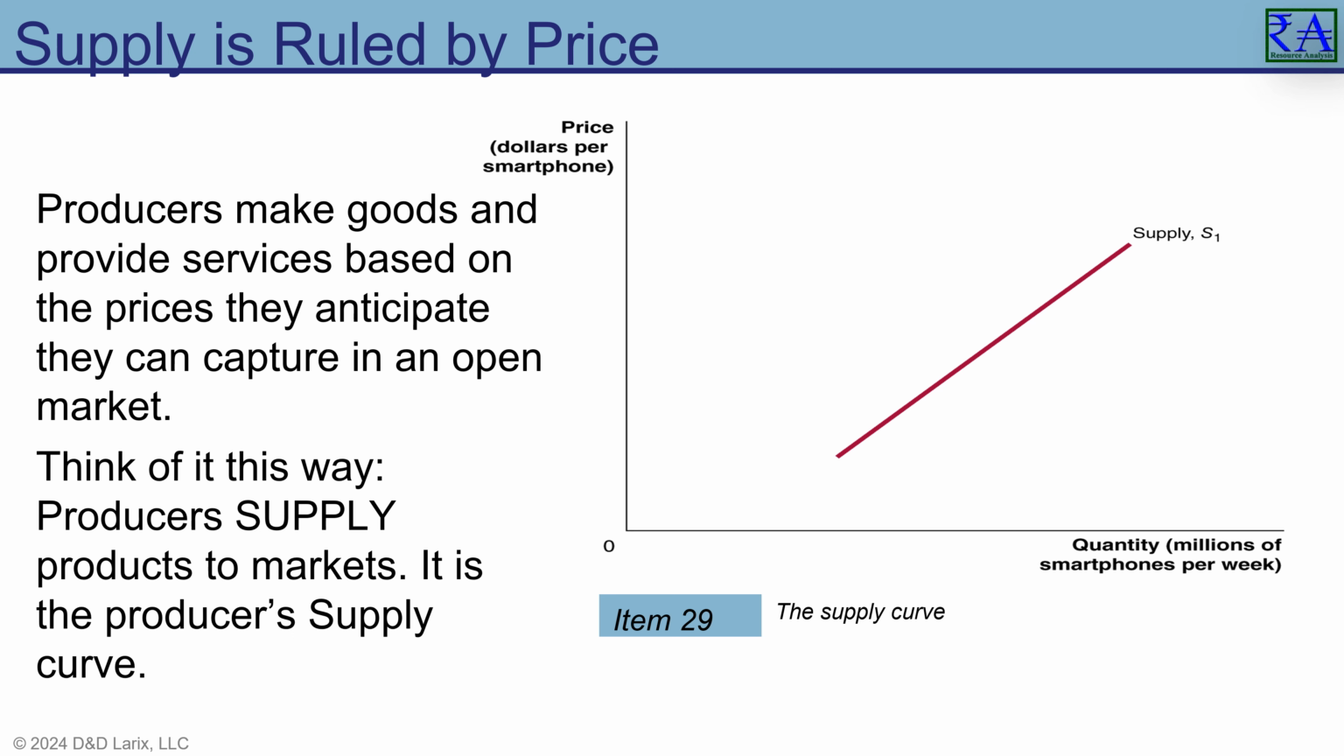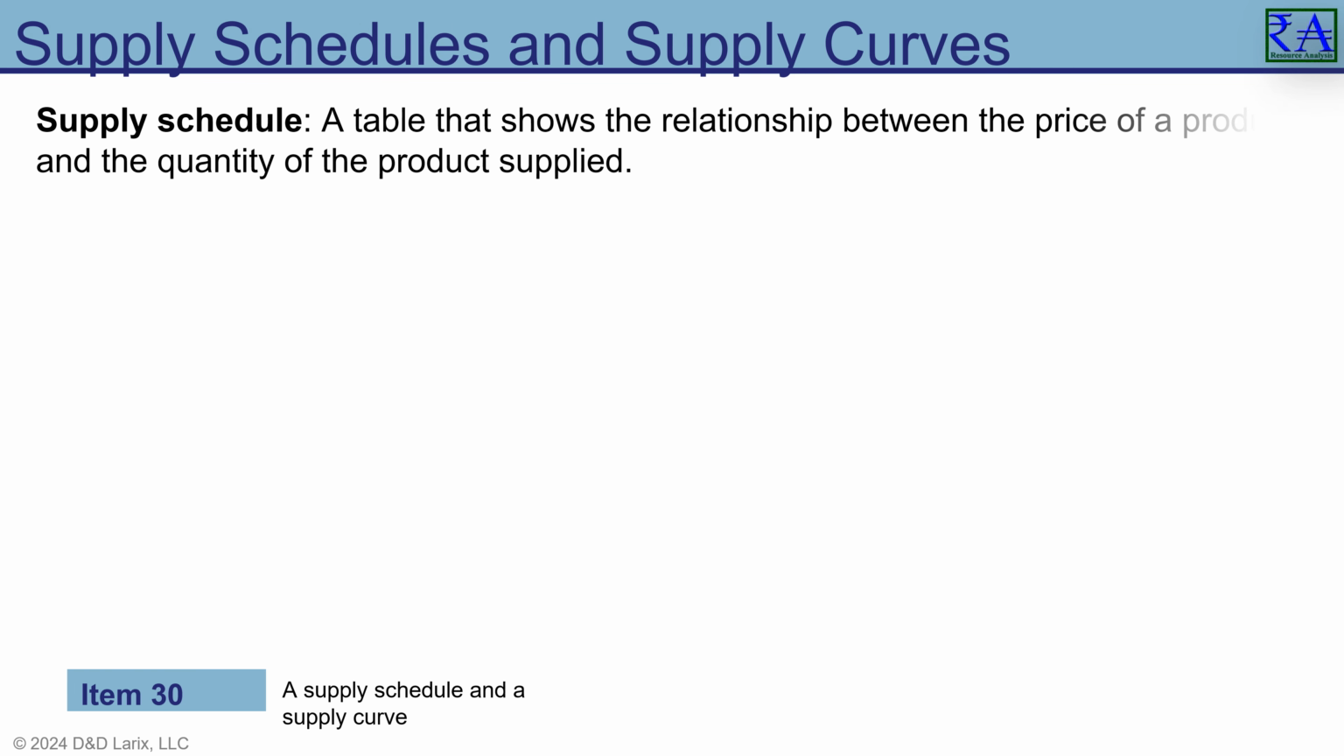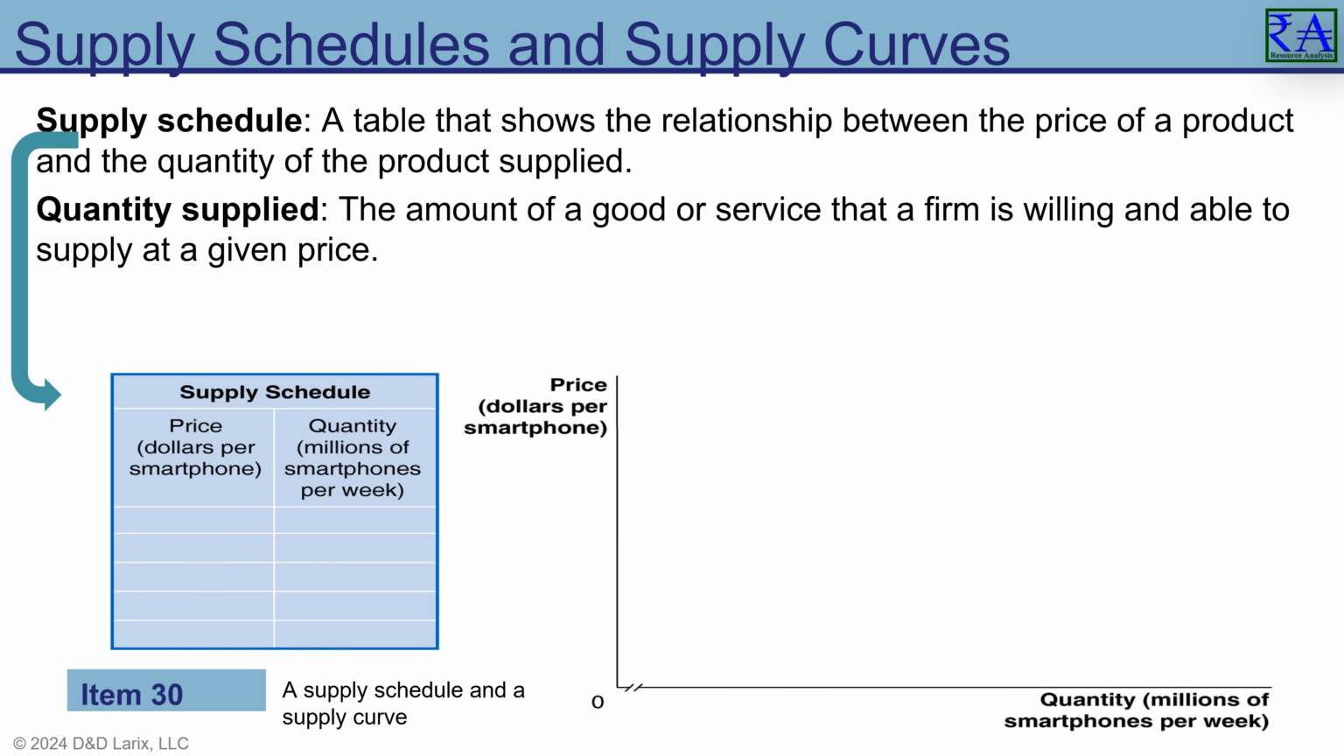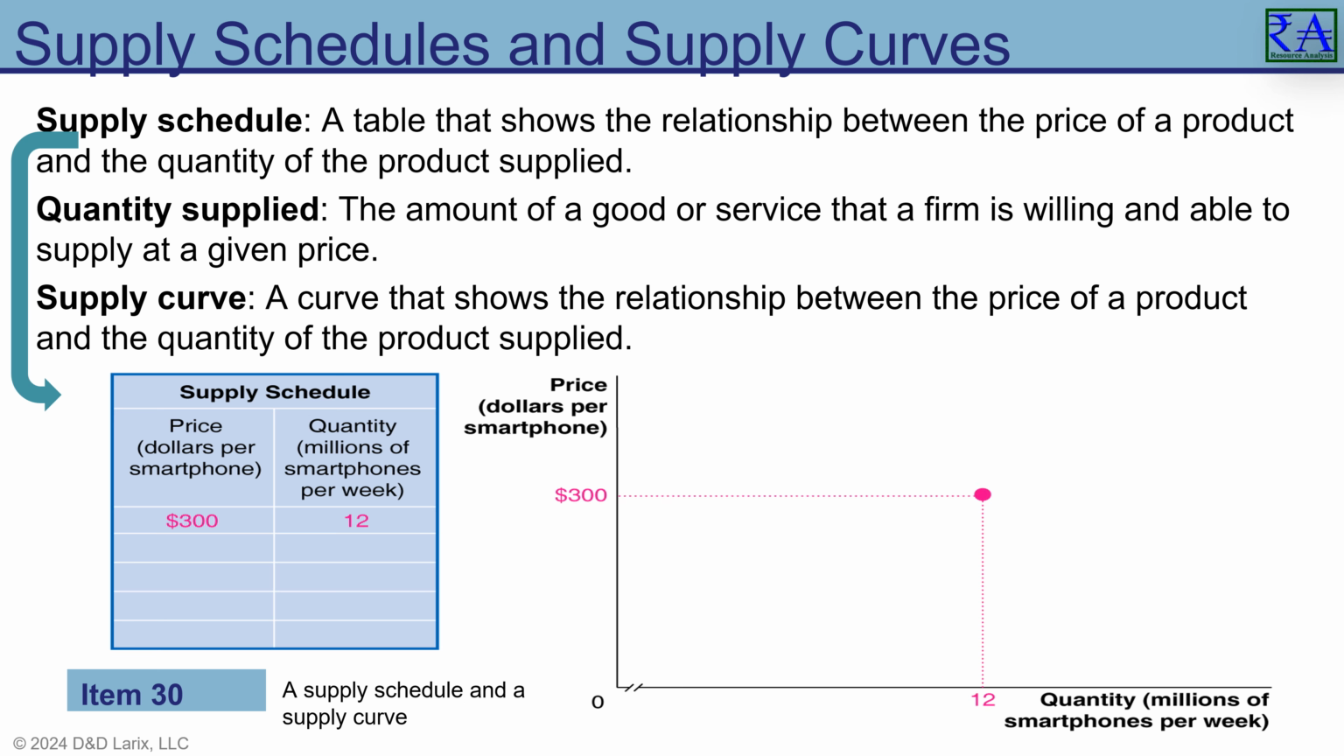When the price of a good falls, the good is less profitable, and the quantity supplied will decrease. Devoting more resources to the production of a good results in increasing marginal costs. With higher marginal costs, firms will supply a larger quantity only if the price is higher. A supply schedule is a table that shows the relationship between the price of a product and the quantity of the product supplied. A supply curve is a curve that shows the relationship between the price of a product and the quantity of the product supplied.